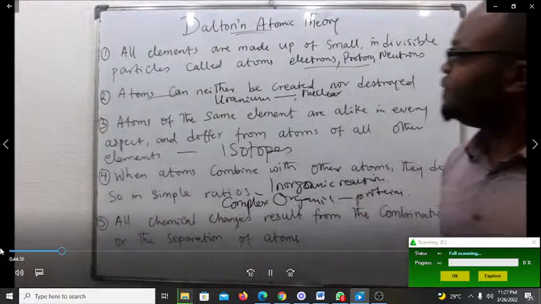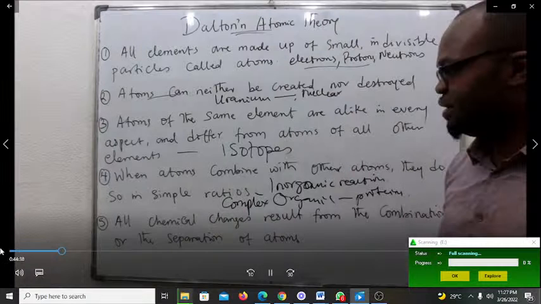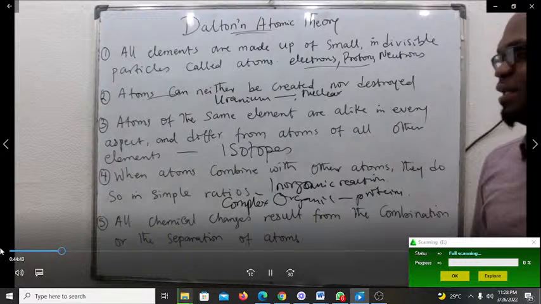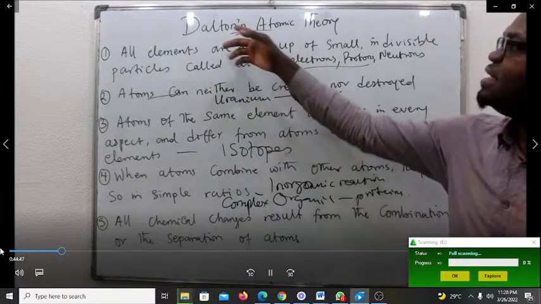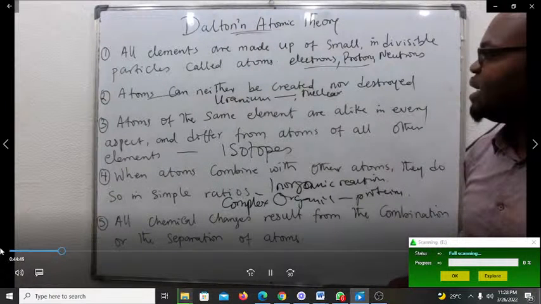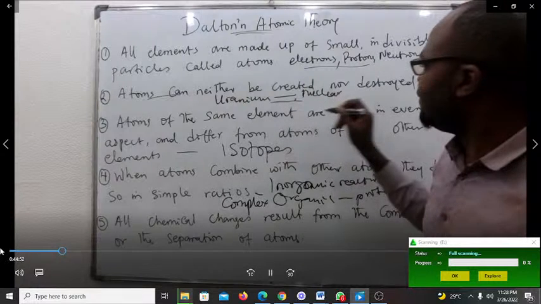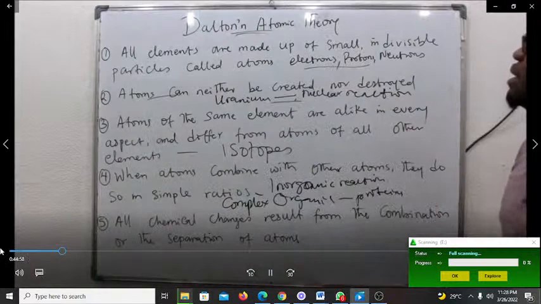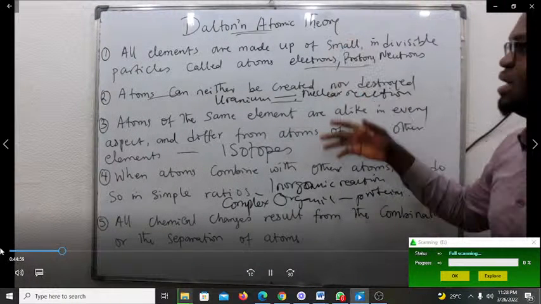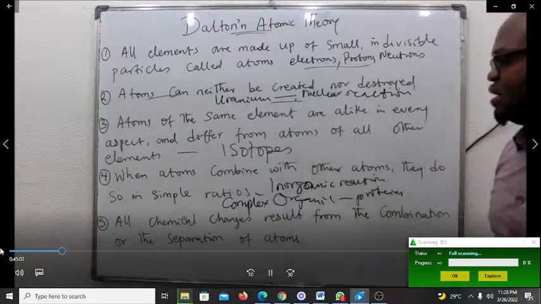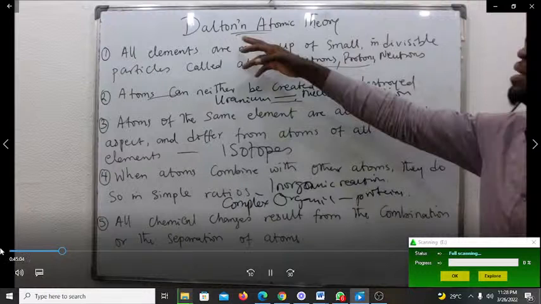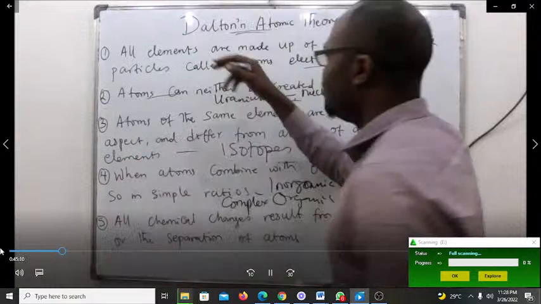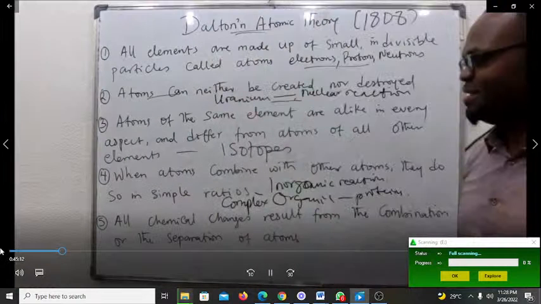Now we have the fifth statement of Dalton's atomic theory. All chemical changes result from the combination or separation of atoms, and this still holds true. So these are Dalton's atomic theory and their modifications. These modifications were born out of experiments conducted since John Dalton put forward these statements in 1808.